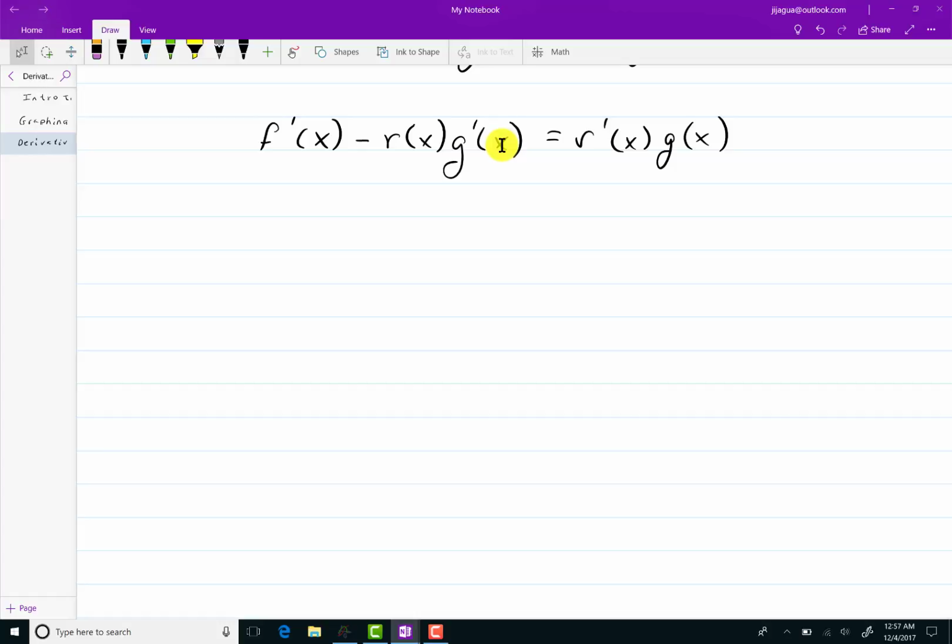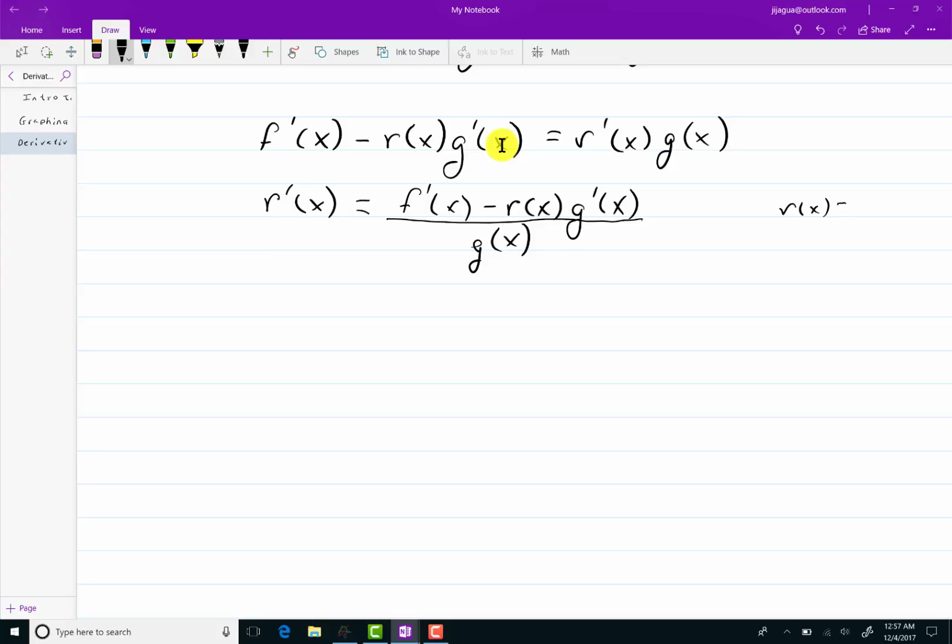If you don't mind, I'm going to put my r prime back on the left. For some reason, most of us feel more comfortable with the thing we're trying to solve for being on the left side. So I have f prime of x minus r of x times g prime of x, all of that divided by g of x. Now, if you recall, r of x was equal to f of x over g of x.